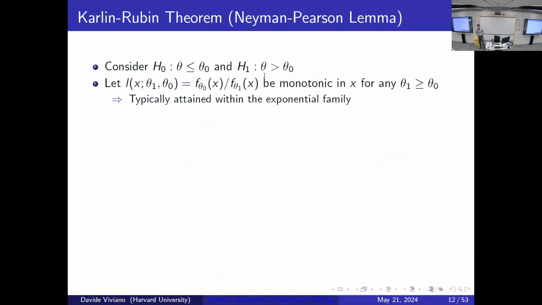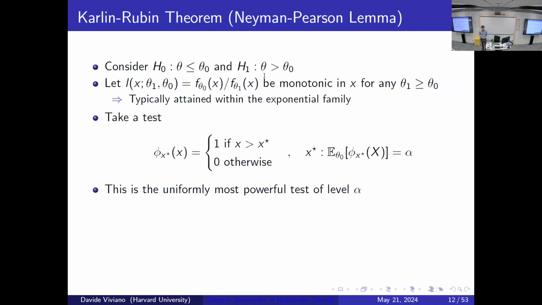And again, here we can just invoke the Neyman-Pearson lemma. Consider a simple null hypothesis where theta is less or equal than theta 0, and an alternative where theta is greater than theta 0. And now let's consider that the likelihood ratio is monotonic for any theta 1 greater or equal than theta 0.